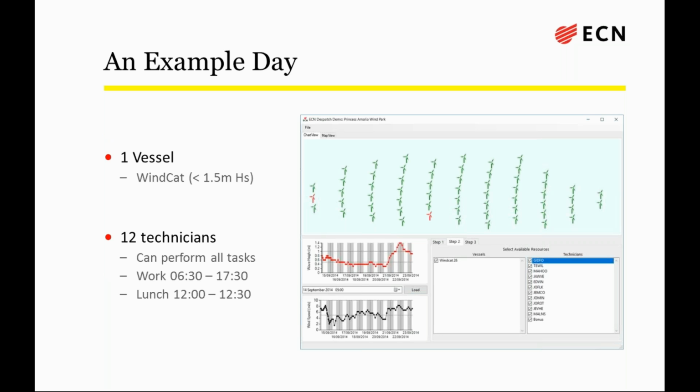And now the user will click onto step 2, and there is presented the vessels and the technicians available on the wind farm. When you click on each of them, and I've already clicked on one of the technicians, the times in the forecast are then grayed out when that resource is not available. So the WindCat vessel is actually available for all times when the wave height is below 1.5 meters. So if I clicked on that, then it would be completely white. But the technicians, of course, are not available during the night. They have daily work shifts. So those times are now grayed out.